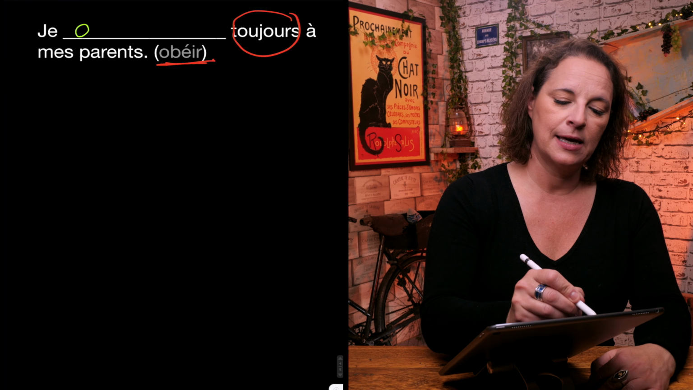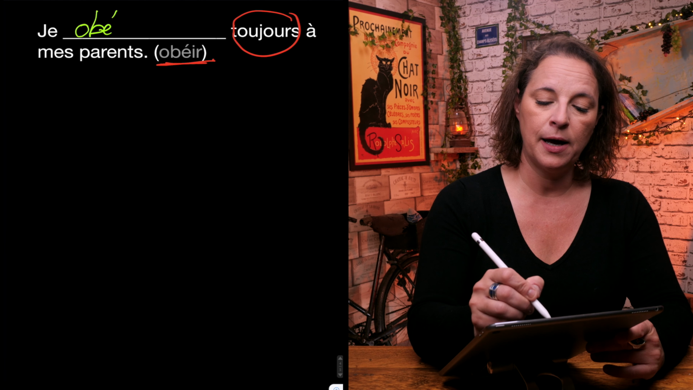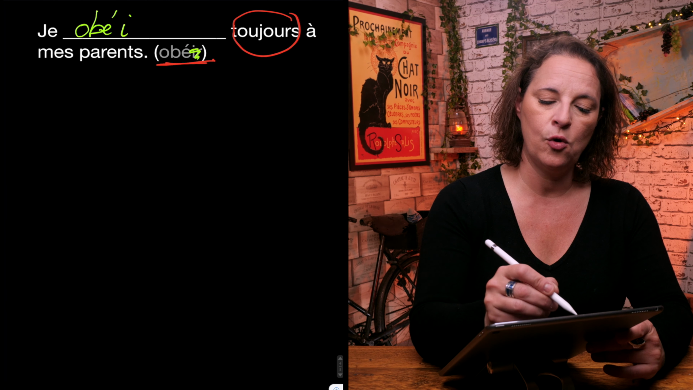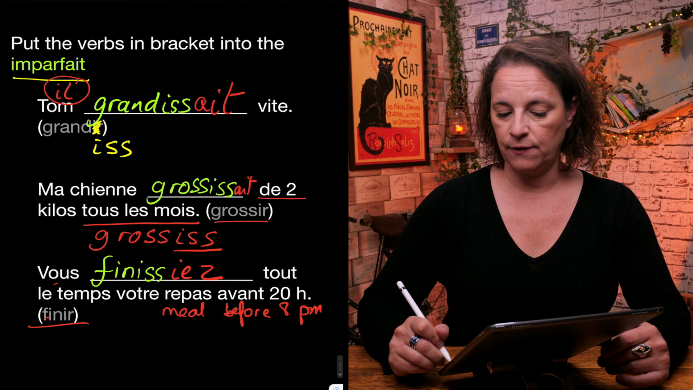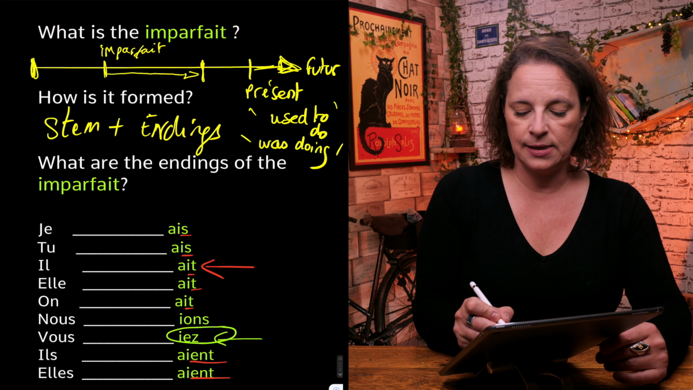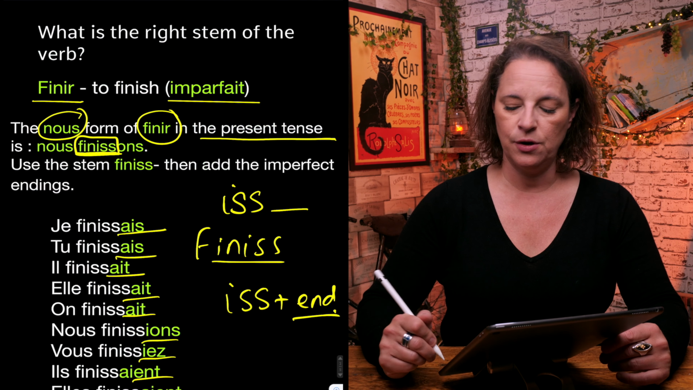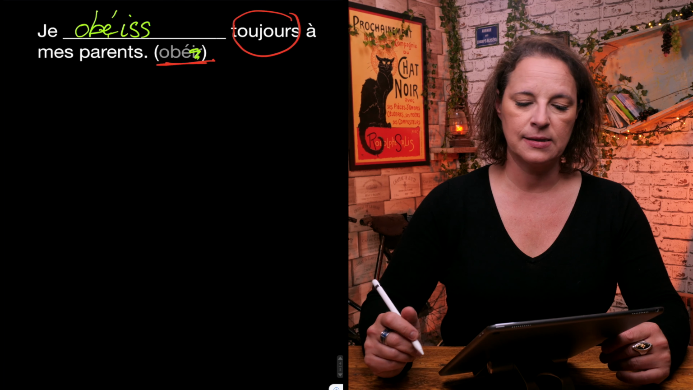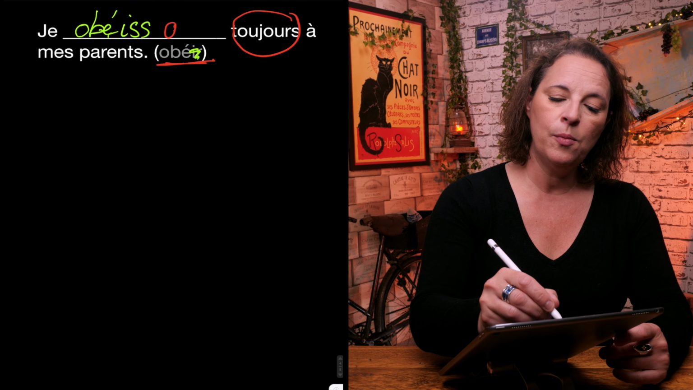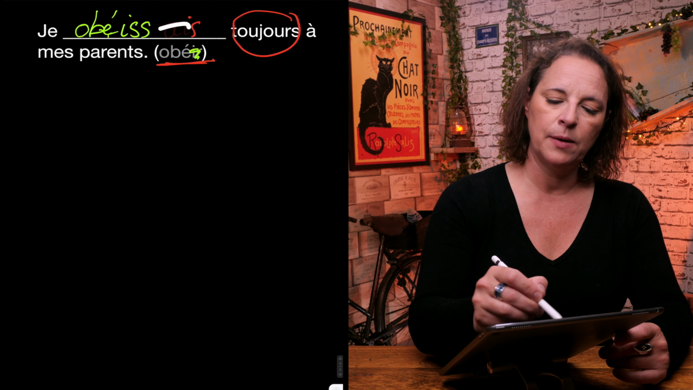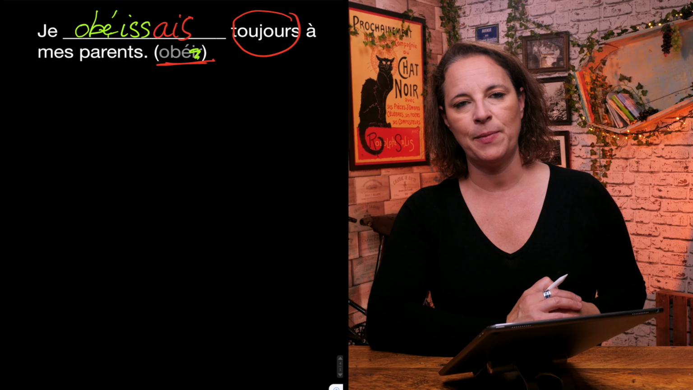So, let's build it with a stem. Obé, then drop IR and add IS. Obéiss. Okay? And then add the special ending. For je, it is here. AIS. For je, it is AIS. So here we go. Je obéissais. Maybe I should put them together. Je obéissais toujours à mes parents.